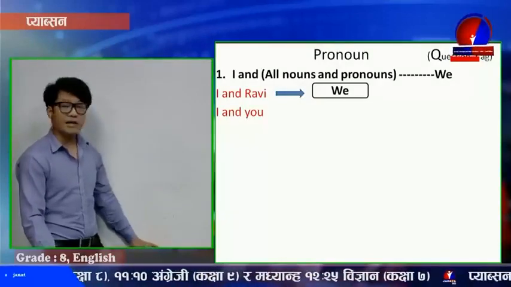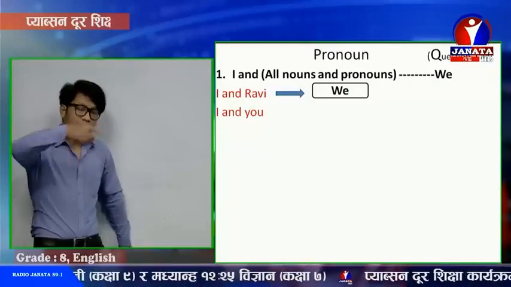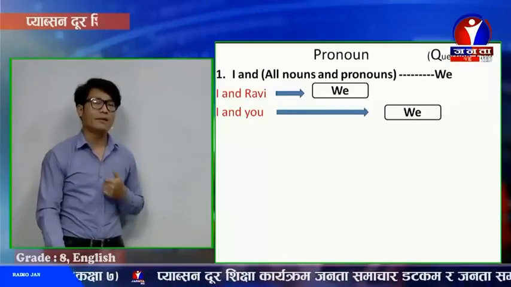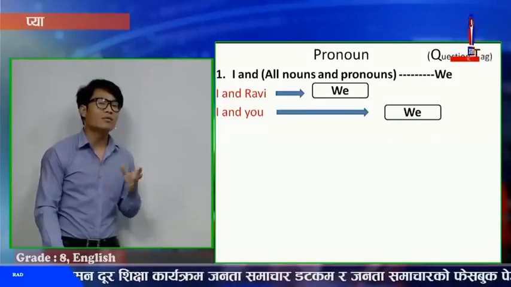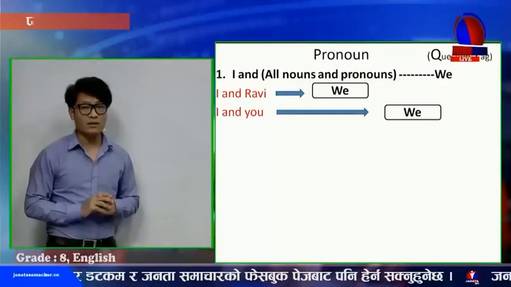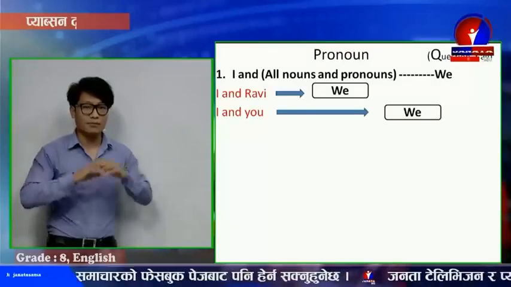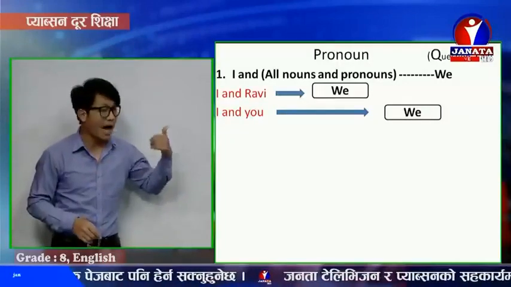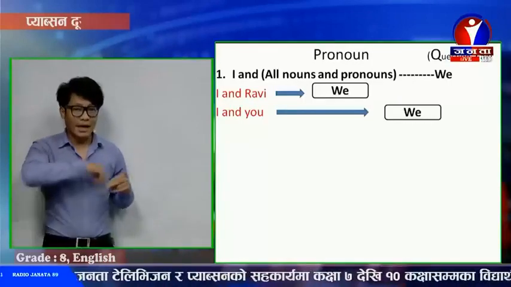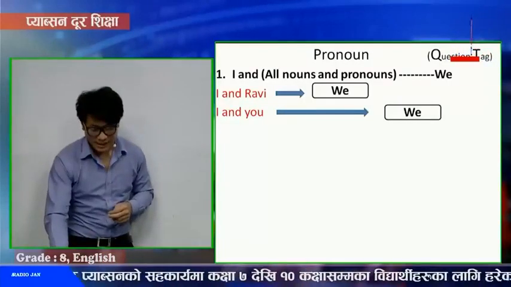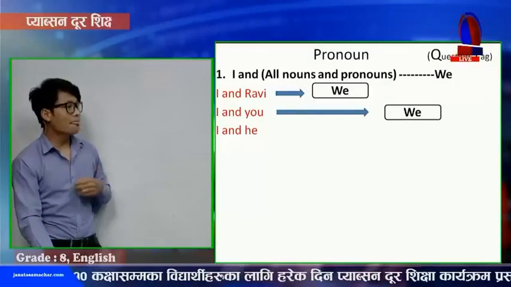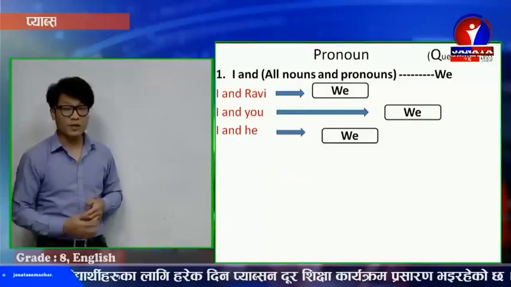Next is I and you. I and you, its pronoun is we. You need to know it very well because we cannot write the noun as a question tag. We need to write the pronoun. That's why we should have good knowledge of how to change all the nouns and pronouns into pronouns. Here, I and you are two pronouns, but as a group we say we. Next is I and he, it becomes the pronoun we.